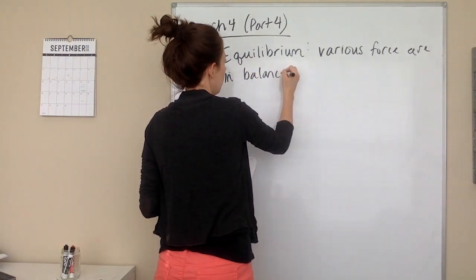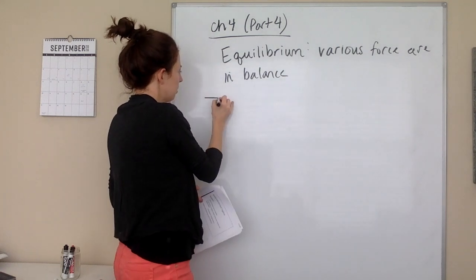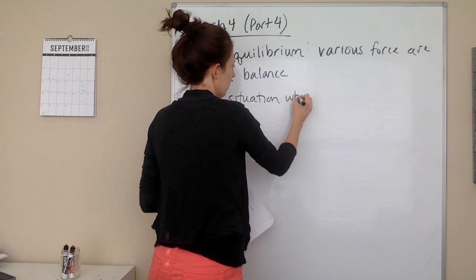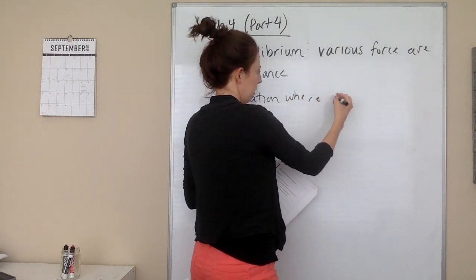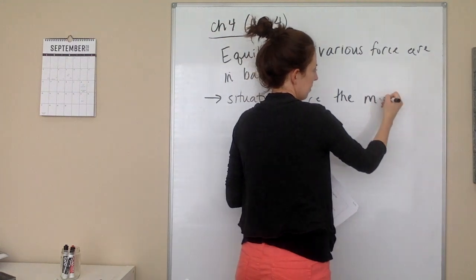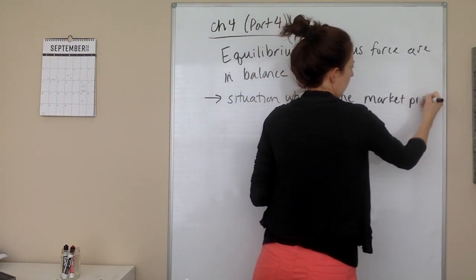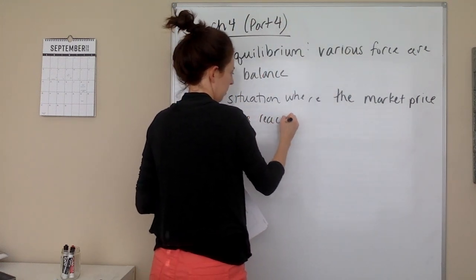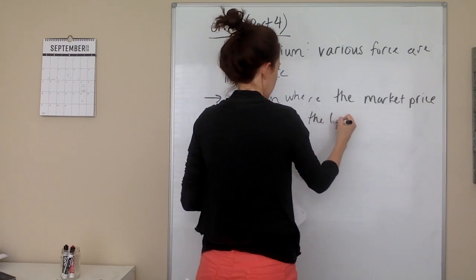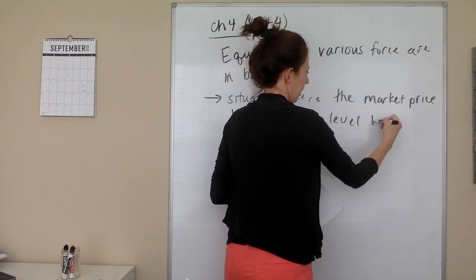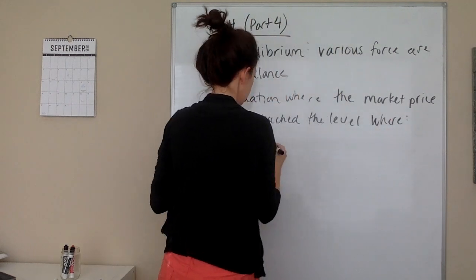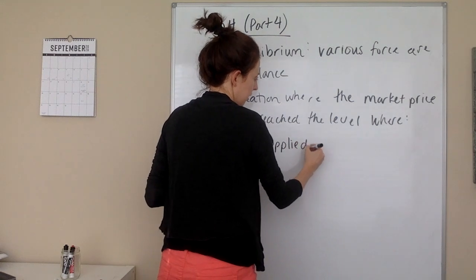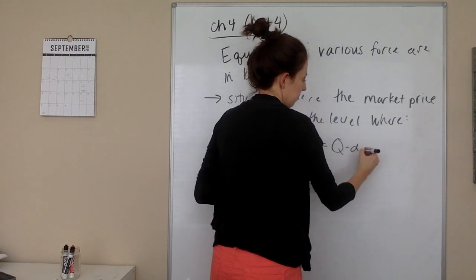And in our context, this is going to be a situation where the market price has reached the level where the quantity supplied is exactly equal to the quantity demanded.